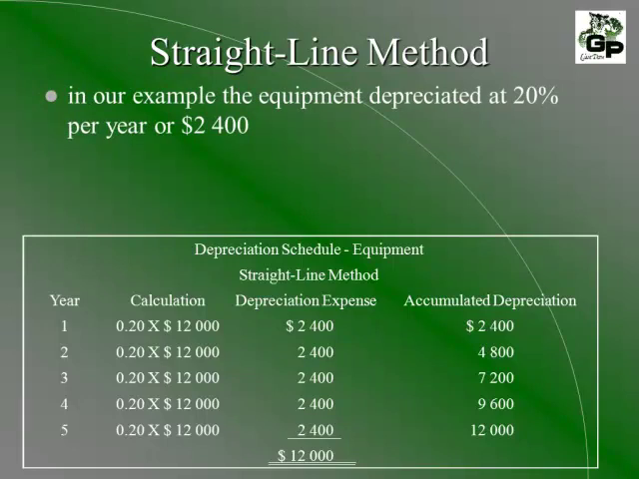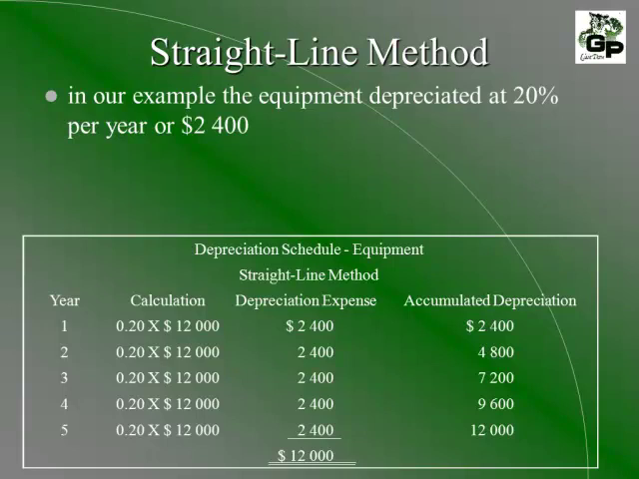In our example, the equipment depreciated at 20% per year, or $2,400 per year. The calculation in the chart shows in year 1, 20% times $12,000, which was the original price, gives us a depreciation expense of $2,400. The first year accumulated depreciation account has a value of $2,400. In year 2, we use the same calculation, 20% of $12,000, which is again $2,400, in the depreciation expense account.